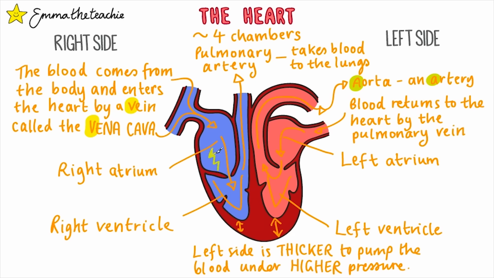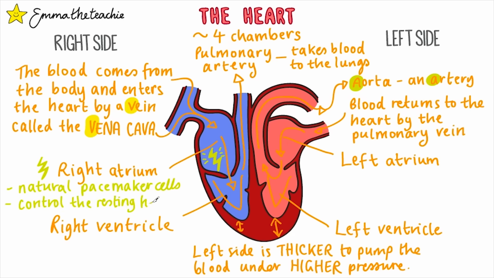The last thing to note is that we've got some special cells here in the right atrium. These cells are called the natural pacemaker cells of the heart. They release an electrical signal that causes the heart to contract, and this then pumps the blood out of it. These control the resting heart rate of the heart, also known as your pulse.